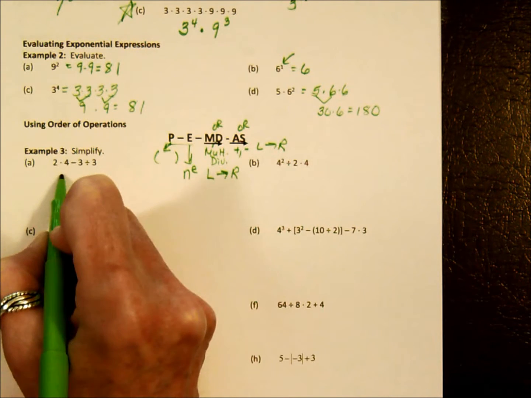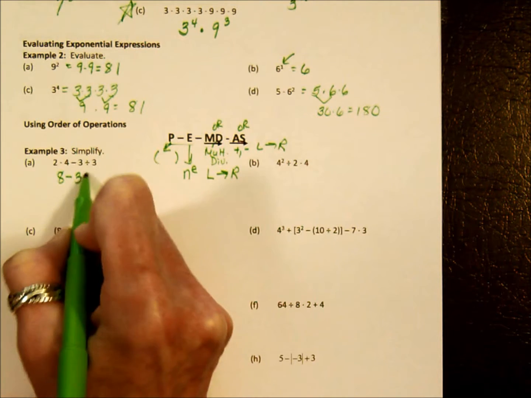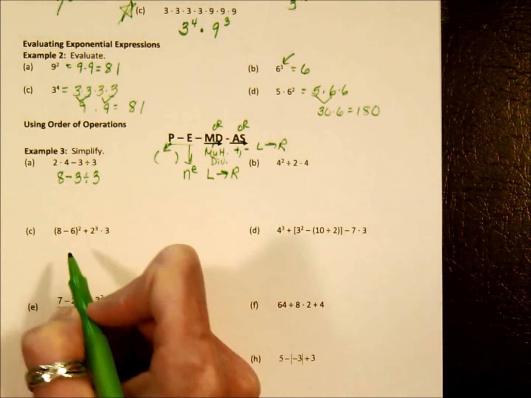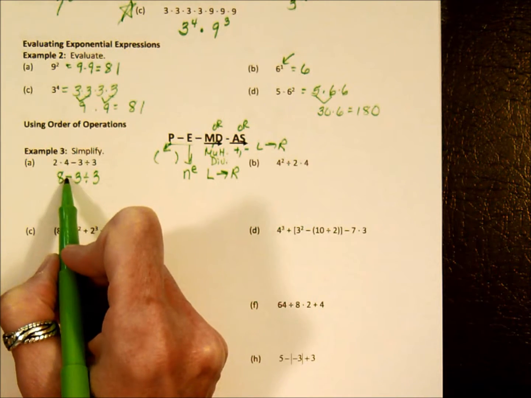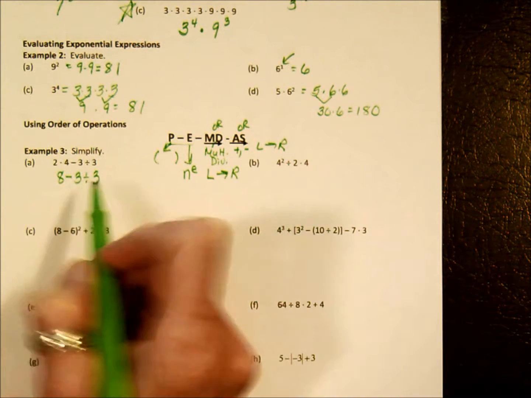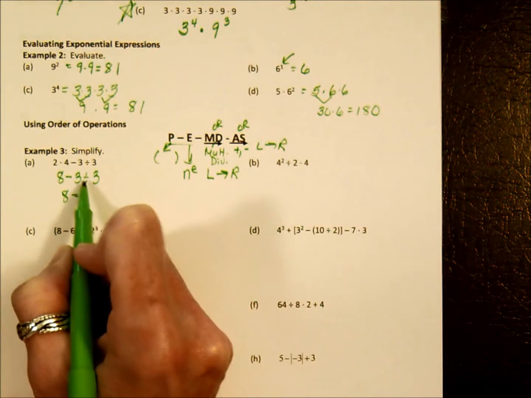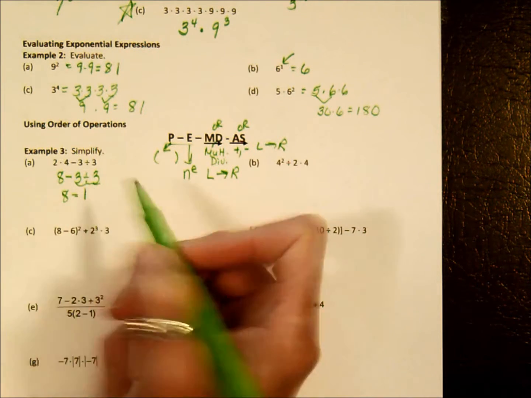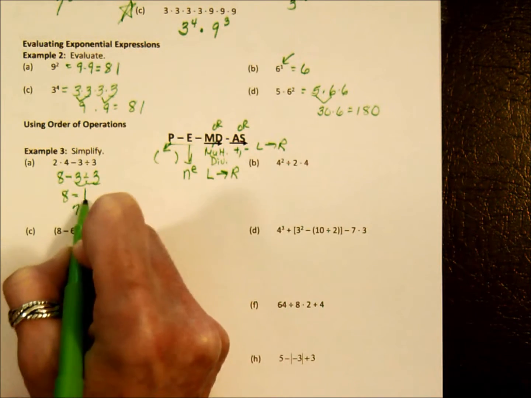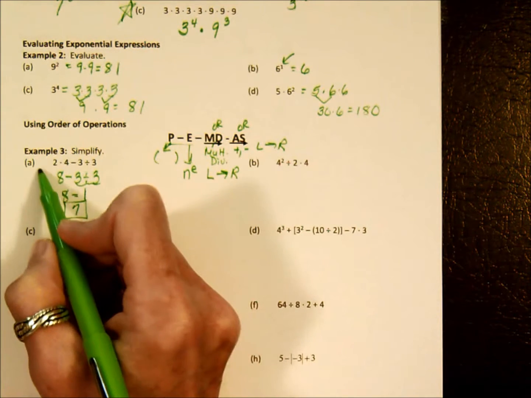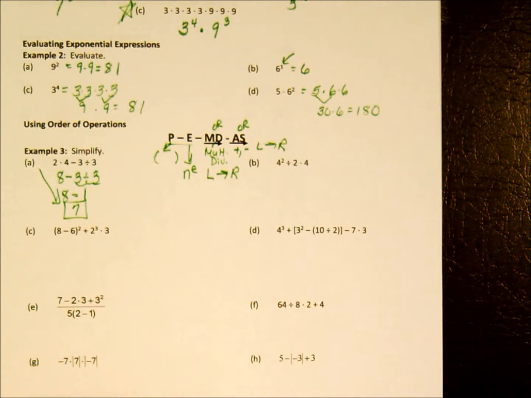So 2 times 4 is 8 minus 3 divided by 3. Now what comes next? Subtraction or division? It's division. So it's 8 minus 3 divided by 3 is 1, or 8 minus 1 is 7. And yes, you need to write each line that I show you, otherwise you're going to make careless mistakes.